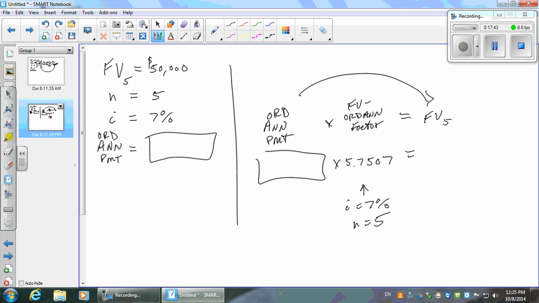Everybody got it? That's what $1 is worth. Okay? Everybody good? That's what this is. It'll grow to $5.75. By the way, what if I picked up a factor and it was less than 5 here? What would I know? You're on a future value table, right? It's got to be more than 5. It's what $5 is going to grow to, right?